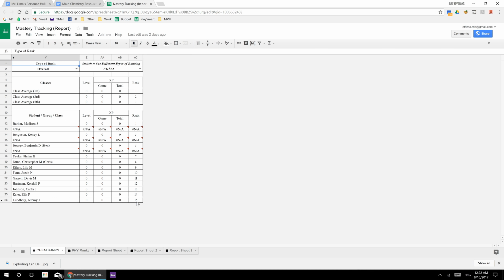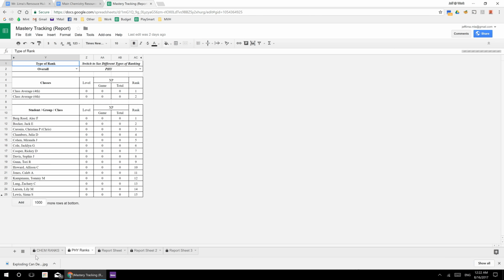When it opens, you have the ranks for the class for chemistry and the ranks for the class for physics. It really doesn't matter right now. Nobody has points, so these ranks don't mean anything. But eventually, the top students will be listed here. You do have the ability to switch the type of rank to show by period or by all of the classes of that topic.